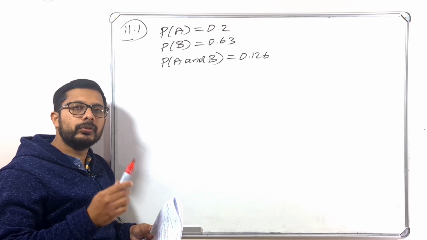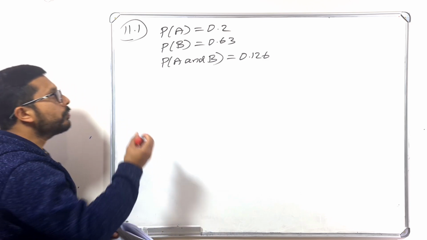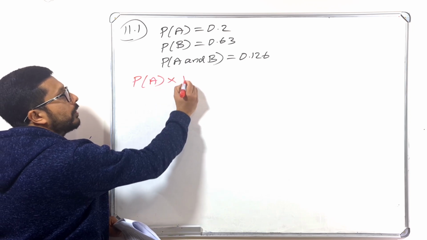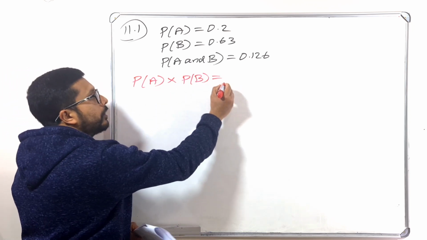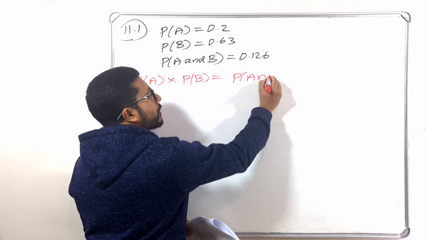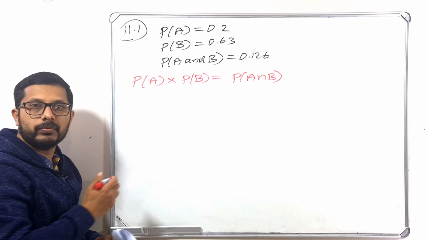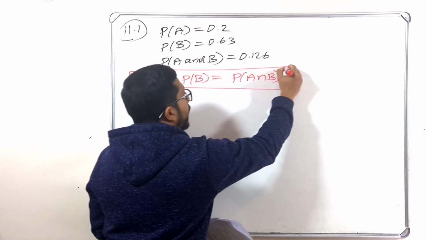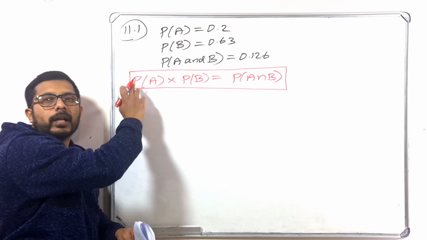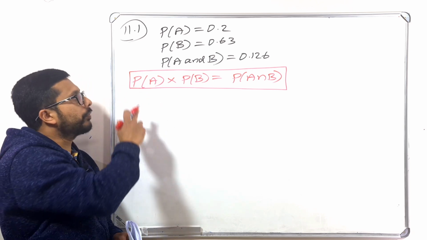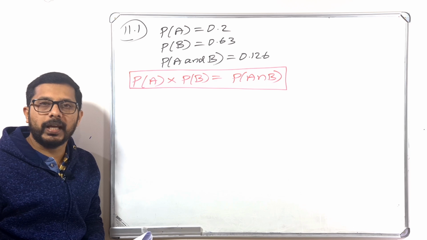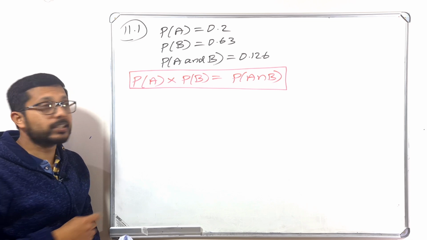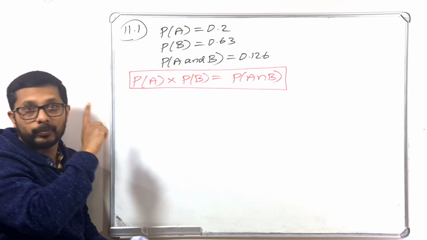So anyway, are the events A and B independent or not? How can you say that two events are independent? If two events are independent, as you studied, probability of A times probability of B must be probability of A intersection B. If you want to say that two events A and B are independent, then this condition must be satisfied. What is the meaning of this intersection? Intersection is the same as this "and". You remember I explained.